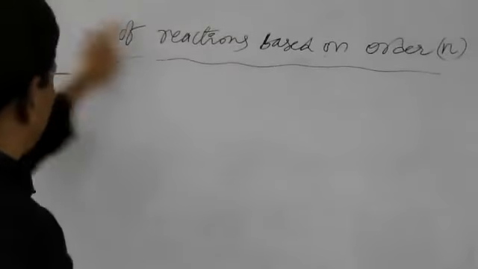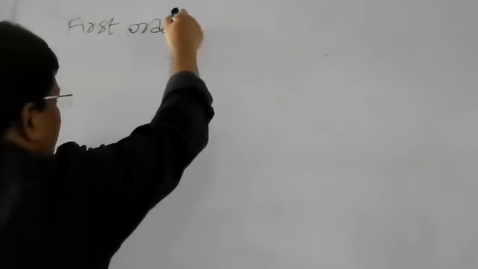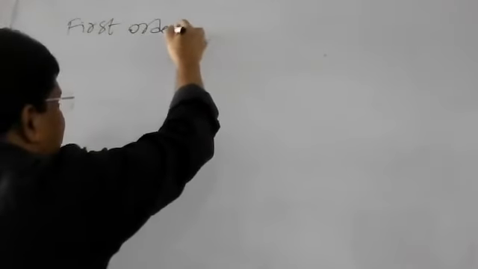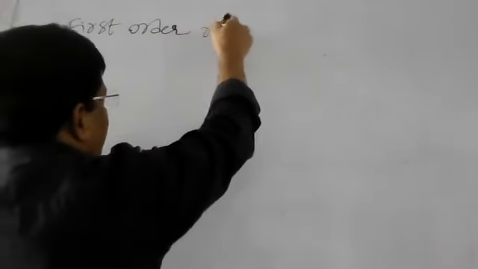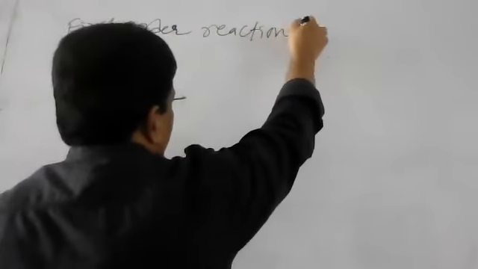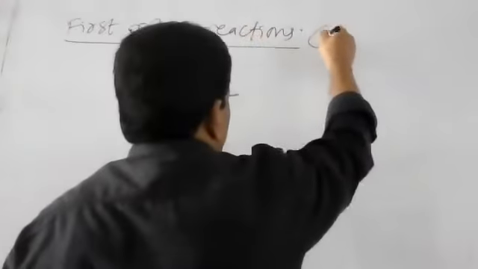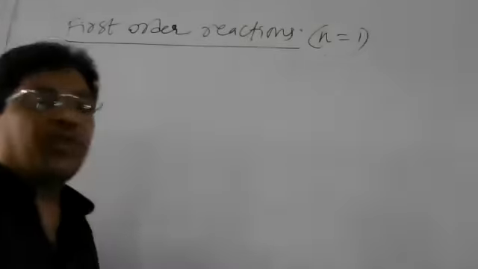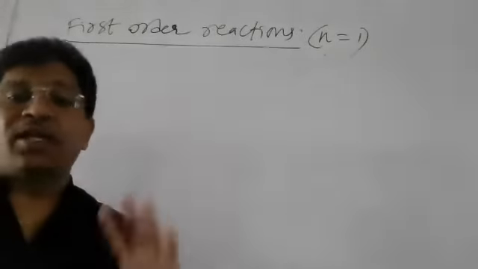Okay. Now the next thing I'm taking is first order reaction. We are discussing types of reactions based on order of reaction. I'm taking first order. The order of reaction is represented by n. So first order reactions I'm taking.